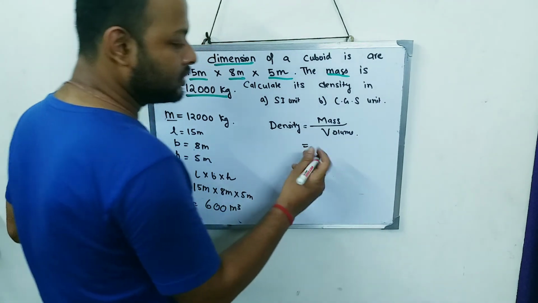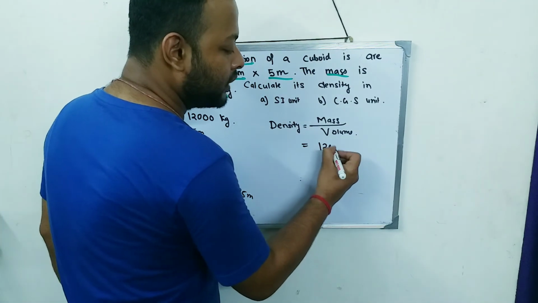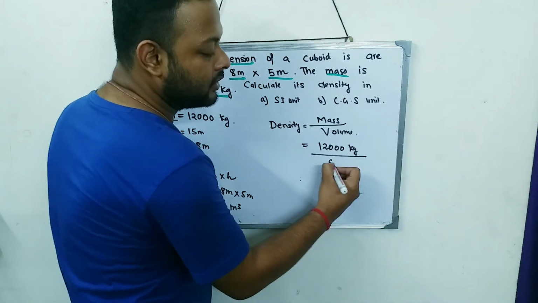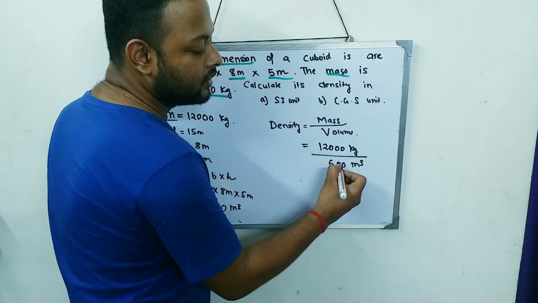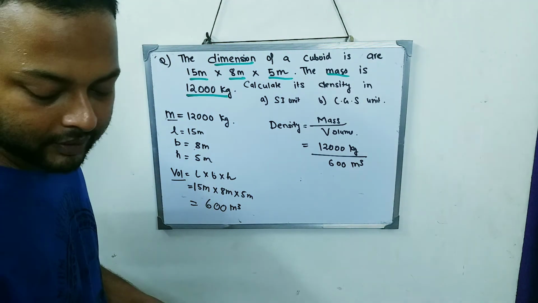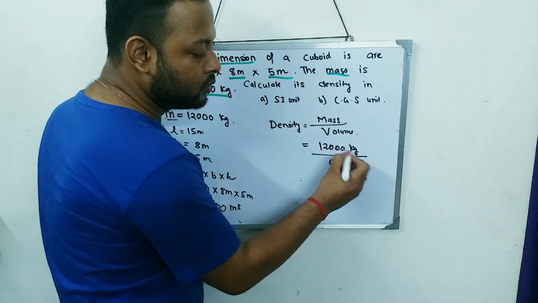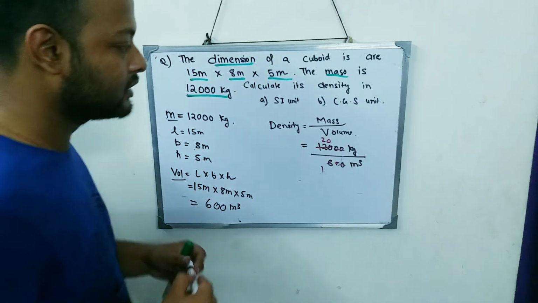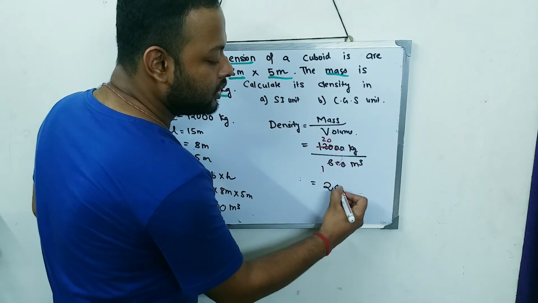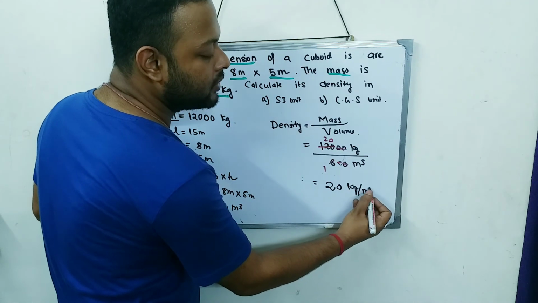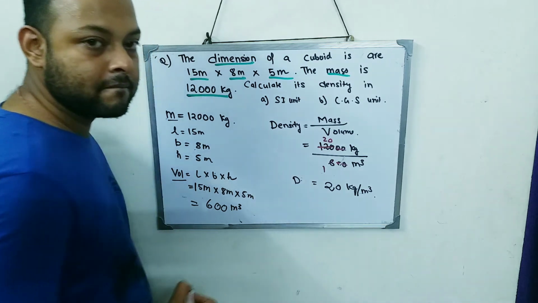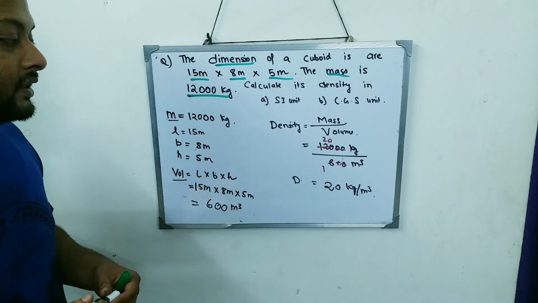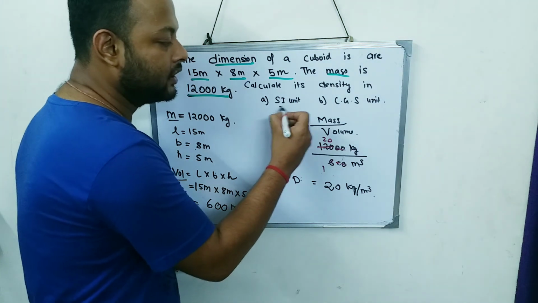So I'll put the values. Mass is equal to how much? 1200 kg. Volume is how much? 600 meter cube. If I solve it correctly, see what I'm getting. 2 zeros, 2 zeros, 6 twos are 12, 6 twenties are 120. So I'm getting the answer as 20 kg per meter cube. I'll get the answer like this. Clear? And this density that I got, I got the answer in SI unit.